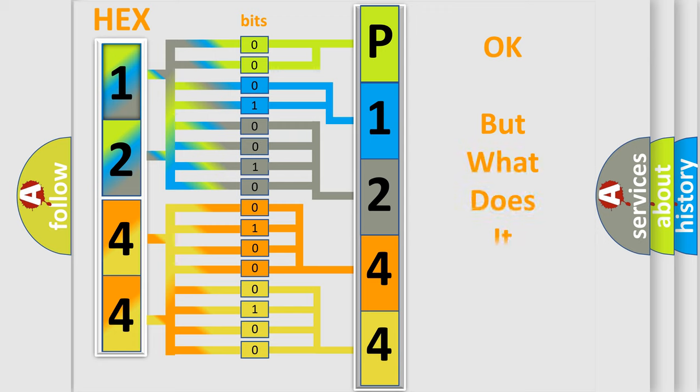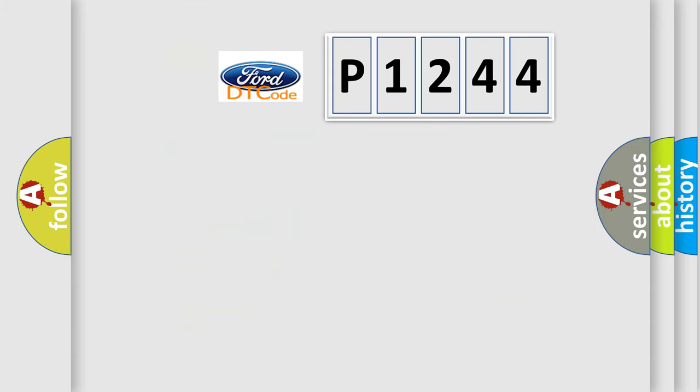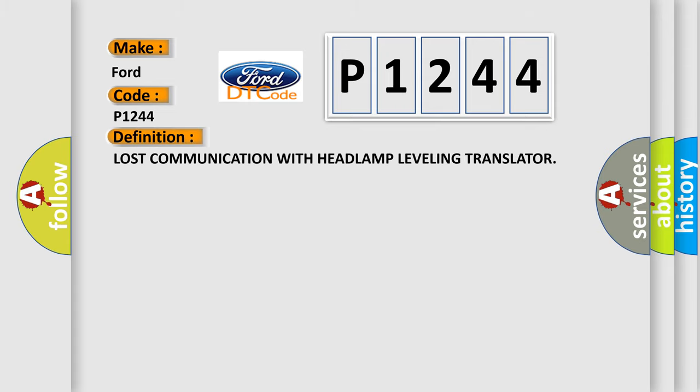The number itself does not make sense to us if we cannot assign information about what it actually expresses. So, what does the diagnostic trouble code P1244 interpret specifically for Infiniti car manufacturers? The basic definition is lost communication with headlamp leveling translator. And now this is a short description of this DTC code.